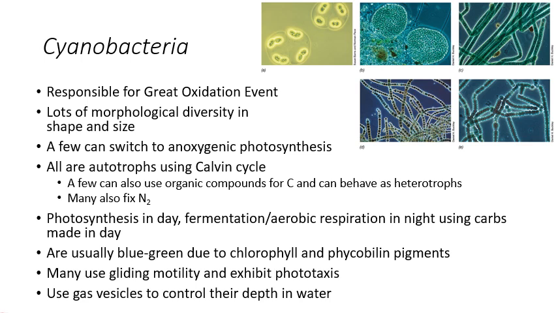A few cyanobacteria actually can switch to anoxygenic photosynthesis if they're not able to do oxygenic photosynthesis for whatever reason, like if there's not enough water around maybe. All cyanobacteria are autotrophs that use the Calvin cycle to fix carbon, but a few of them also can use organic compounds for their carbon source, which means that they would be behaving as heterotrophs when they're doing that. So they're all autotrophs, but a few of them can also act as heterotrophs and use some organic compound like glucose for a carbon source.